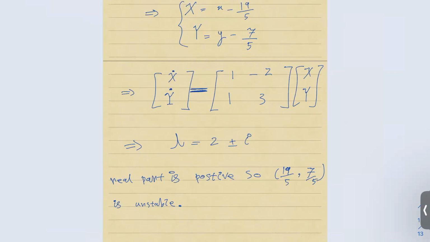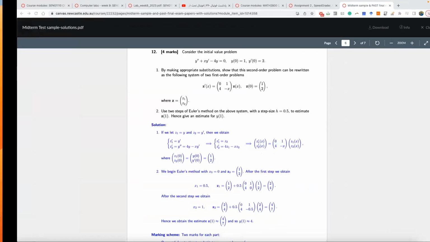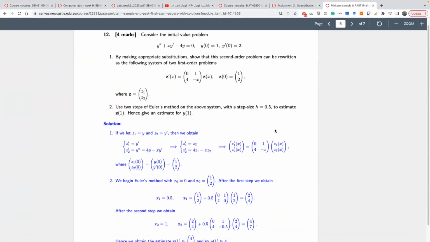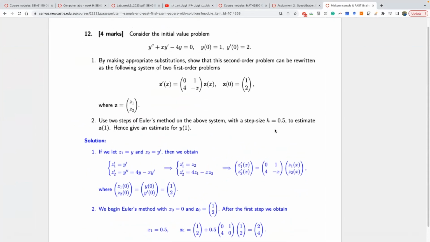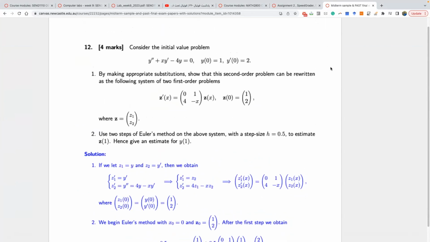All right, so let's go here. So what is this? This was the question of this year's Math 2310. So last year you guys were lucky, yeah?